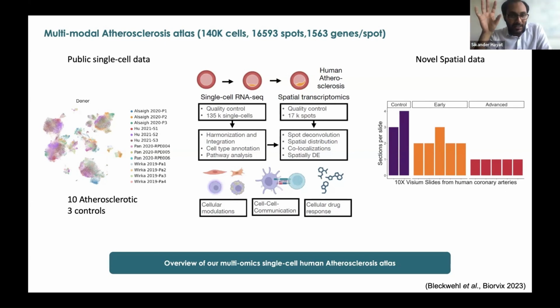What we ended up doing was, again, QC. On the left-hand side, you will see 135,000 single cells.